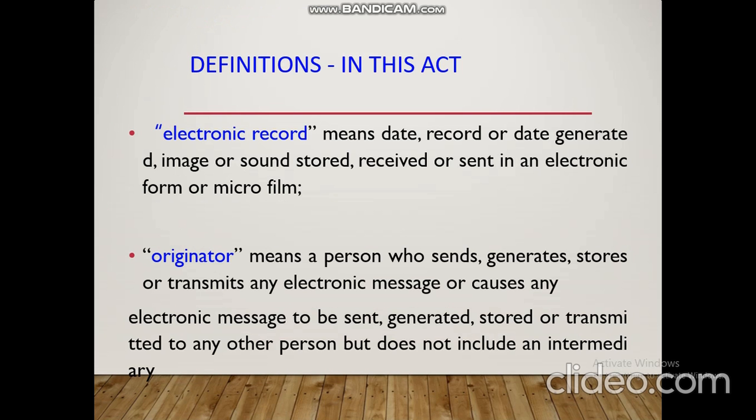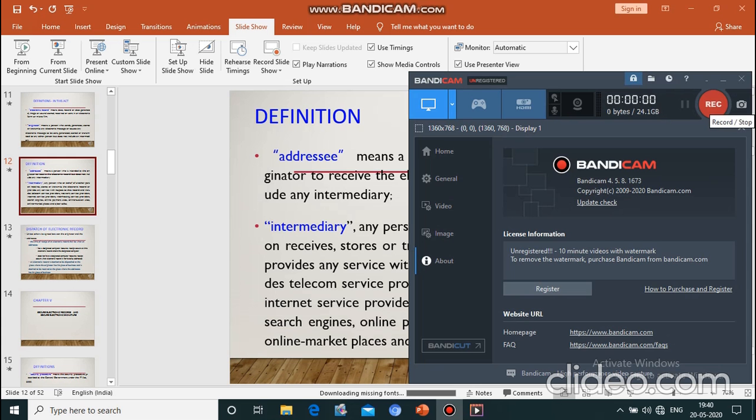Definitions. Some of the definitions they have given. First one is electronic record. Electronic record means it consists of data, record or data generated, image or sound stored, received or sent in an electronic form or microfilm or computer generated microfilm. Originator means a person who sends, generates, stores or transmits any electronic message or causes any electronic message to be sent.